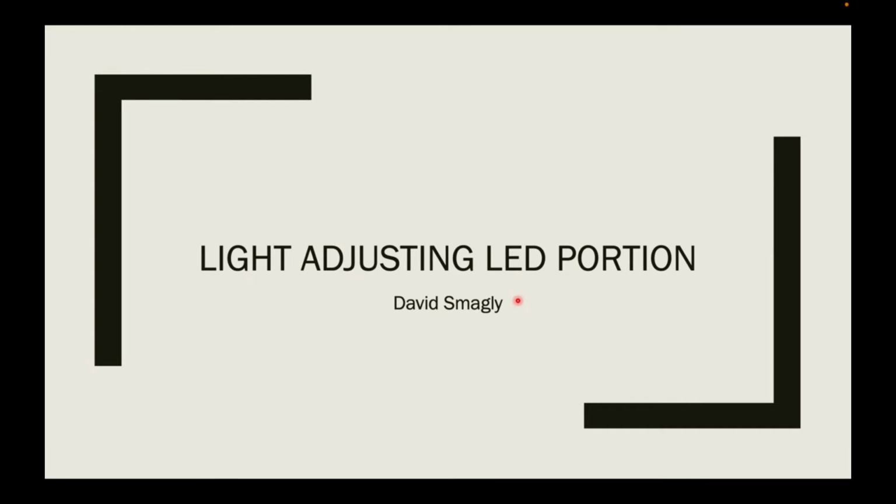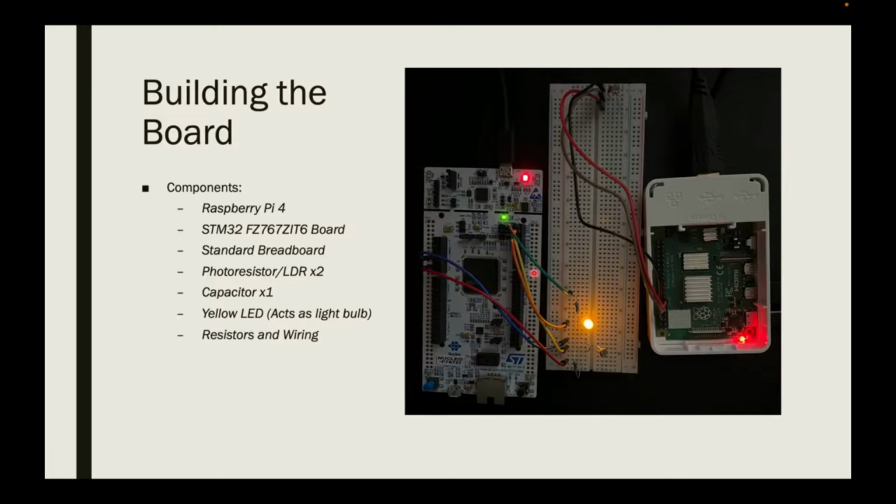Light bulb portion of our project. For my portion, I was responsible for creating a smart light bulb that is enabled depending on the surrounding light. So to build this portion of the project, I used an STM32 board for the LED automation, and I used a Raspberry Pi for the data logging.